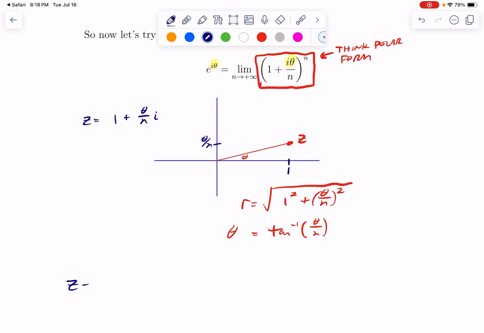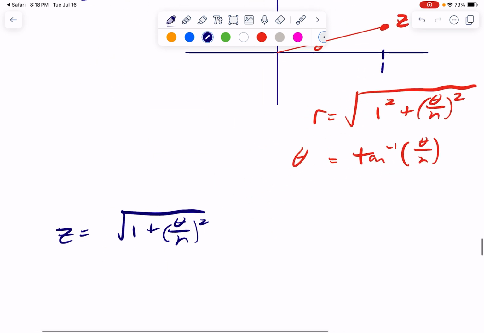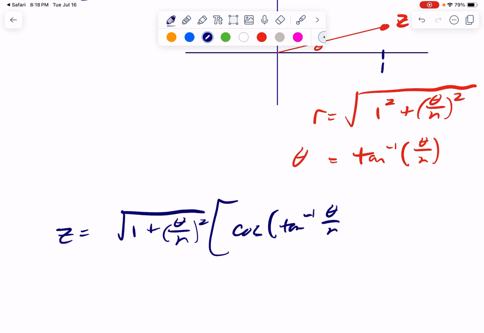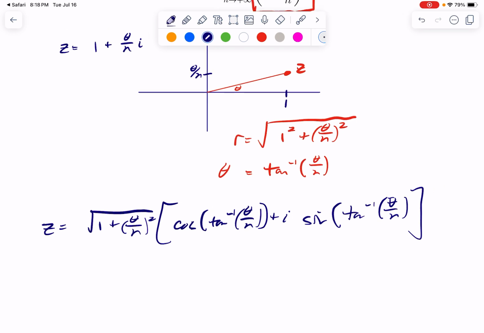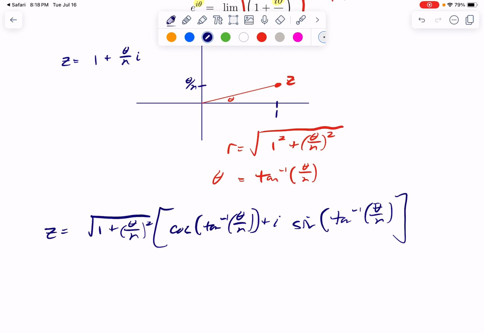So z is this value of r times cosine of inverse tangent of theta over n, plus i times sine of that same angle. This is not pretty, but hopefully you're just following what I'm doing. I drew a diagram, I thought about what is r, I thought about what is the angle, and I'm putting this in polar form.